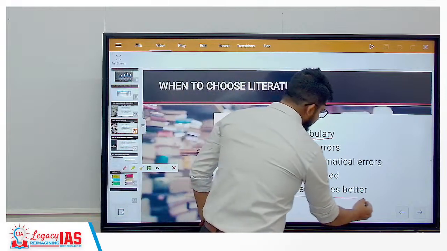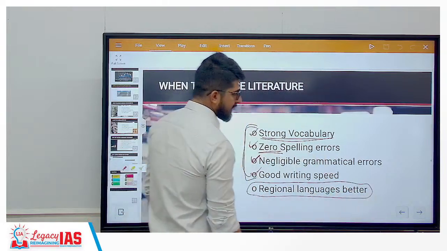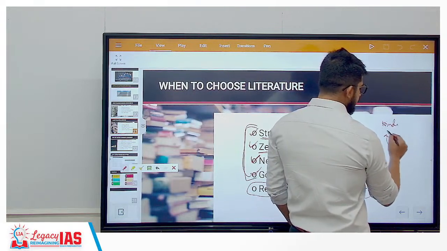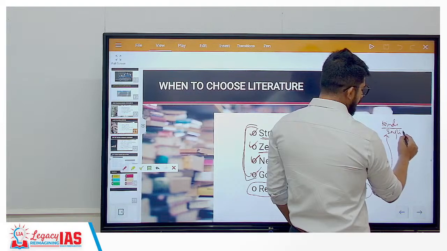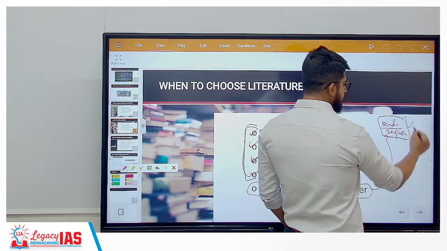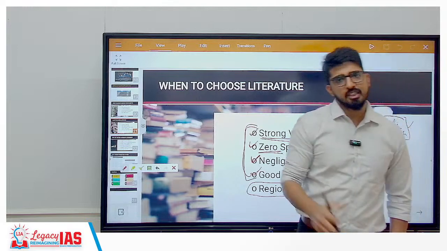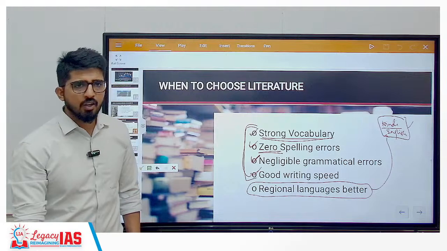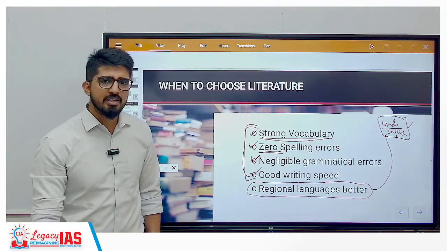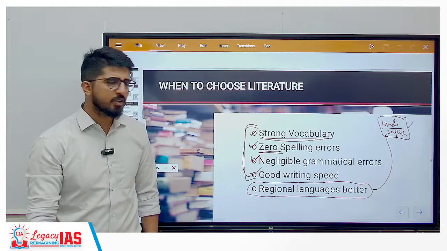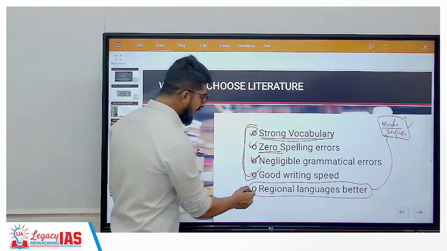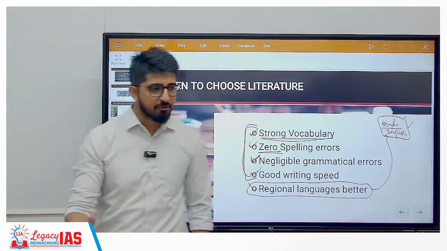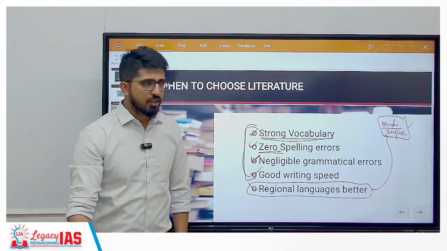So regional languages are better, as we saw earlier. Hindi and English as literature optional subjects, I would not suggest, just because of the success rates we saw there. There's quite a lot of competition, and at the same time, whatever competition is there, you don't enjoy the edge. Regional subjects, on the other hand, give you some edge. Why? Because your papers will be evaluated by people from the same state.